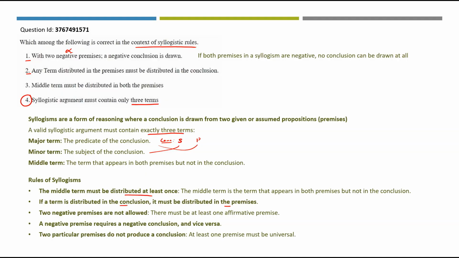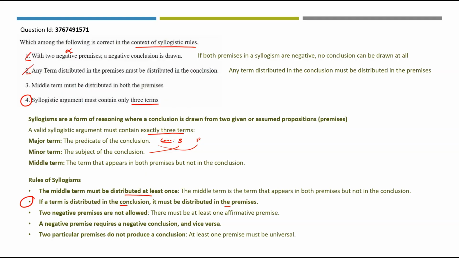If both premises in a syllogism are negative, no conclusion can be drawn. That's why we are ruling out option 1. What about the second option? Any term distributed in the conclusion must be distributed in the premises. This particular rule is not presented in a proper way, so 2 is also ruled out.